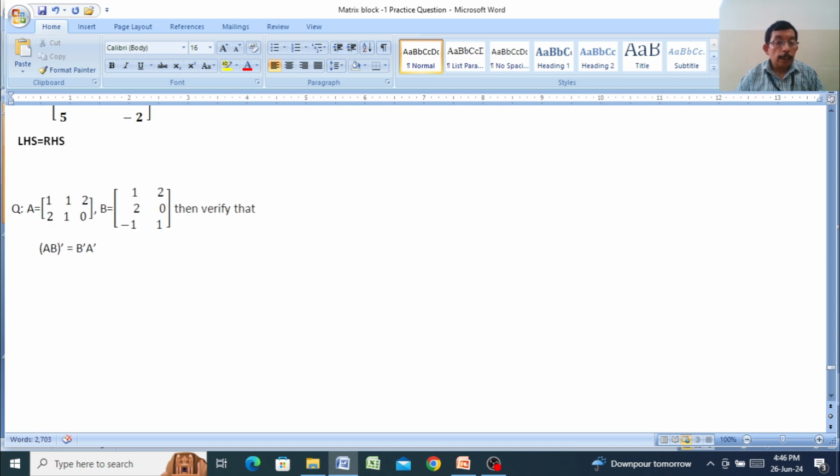Now we prove the multiplication property of transposition. In this question, first we find the multiplication AB and the transpose of B and transpose of A, then take the left hand side and right hand side. First we find the value of AB. After that, transpose of A and transpose of B, then we take the value of the left hand side and right hand side.